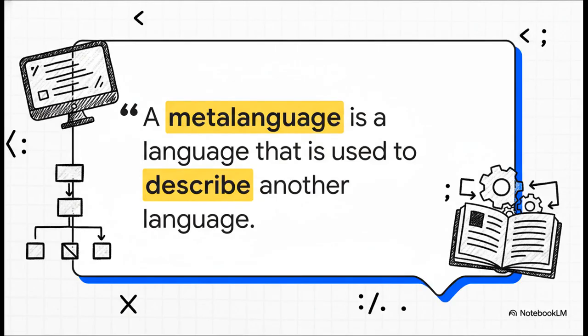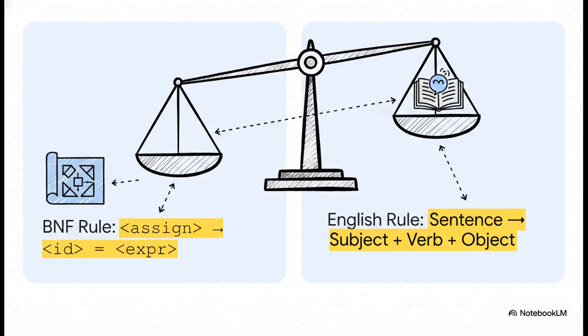But wait, how do you write down these rules for a computer? You can't just write them in English. It's way too vague. So you need a special language for describing other languages. Think of it like a rulebook for how to write rulebooks. We call this a meta-language. One of the most common meta-languages for this is called Backus-Naur form, or BNF.